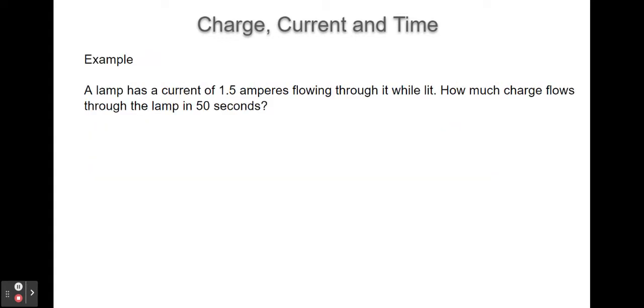So, for example, a lamp has a current of 1.5 amperes flowing through it while lit. How much charge flows through the lamp in 50 seconds? Just like any question like this, we'll start by writing our formula, Q equals I times T. We will put our numbers into the formula. 1.5 is our I, and times T, which is 50, and that gives us a charge of 75 coulombs.